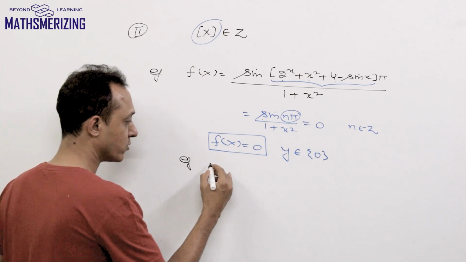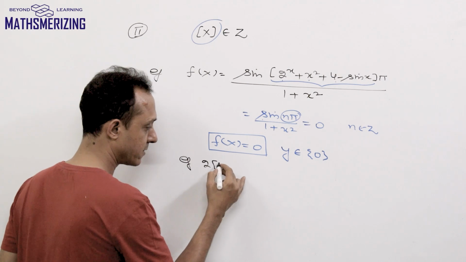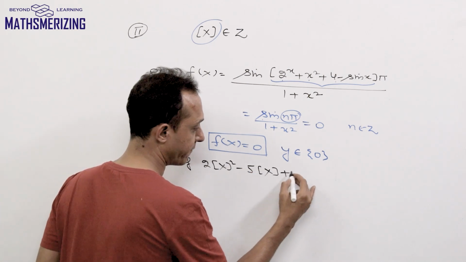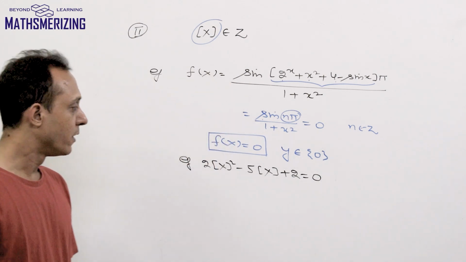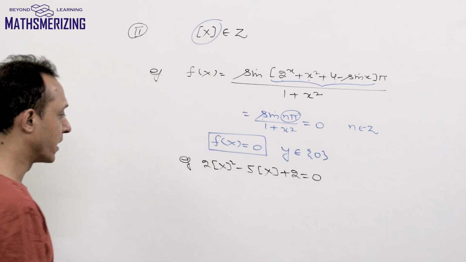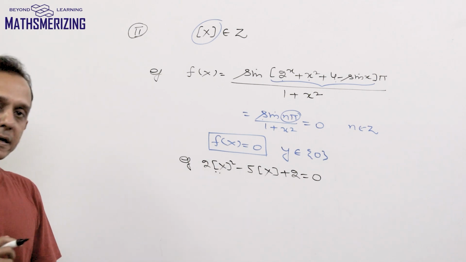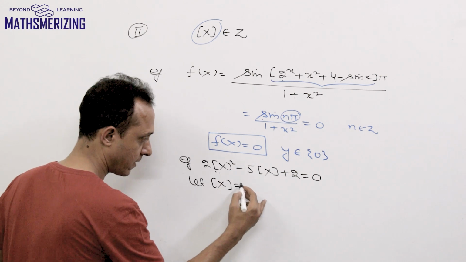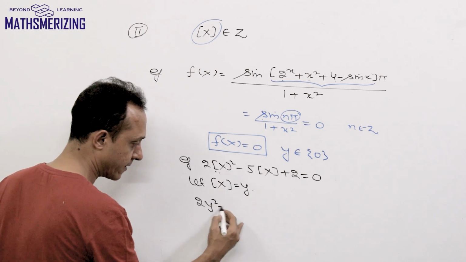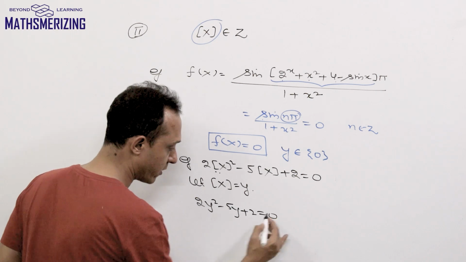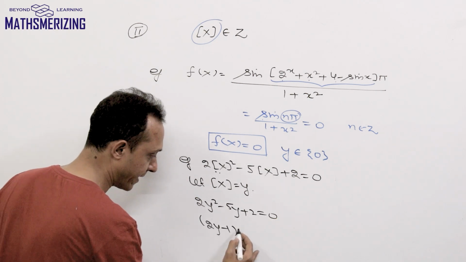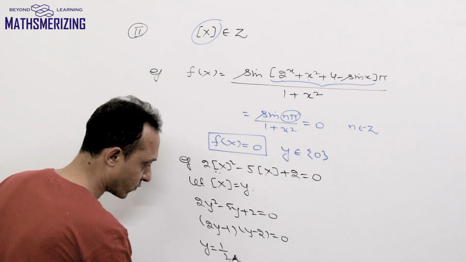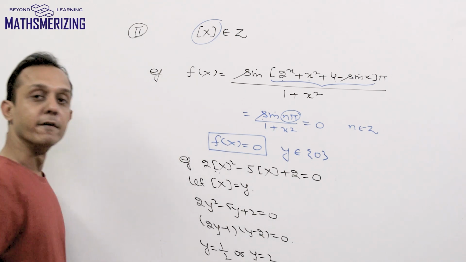Say, for example, I need to solve this question, which is 2 times the greatest integer function of x squared minus 5 times the greatest integer function of x plus 2 equals 0, and it is solved for x. I know it's a quadratic equation in the greatest integral function of x, so I'll let the greatest integer function of x be y. I can write it as 2y squared minus 5y plus 2 equals 0. So I'll write it as (2y minus 1)(y minus 2) equals 0. So either the value of y is 1 by 2 or the value of y is 2.